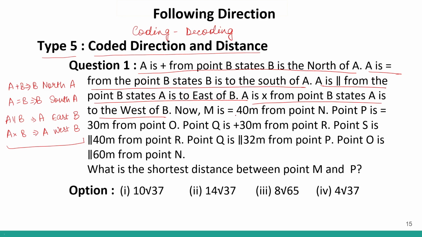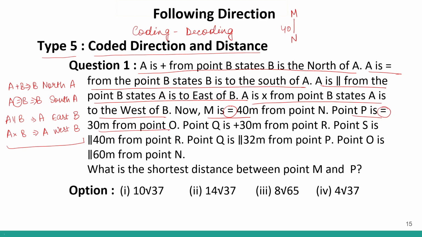Now let us start solving the question. M is this symbol. What is this symbol? This symbol means south. So N will be south of M. N will be south of M by 40 meters. Okay. Then point P, similar use of symbol, is 30 meters.